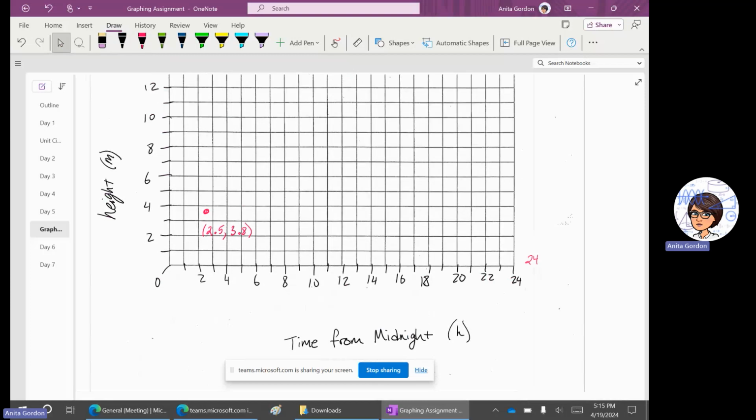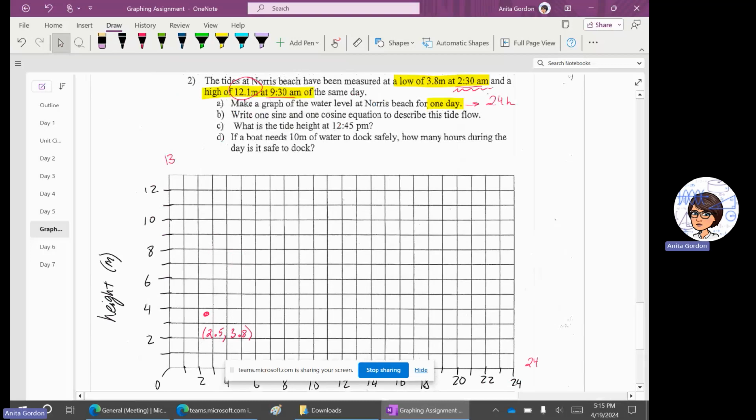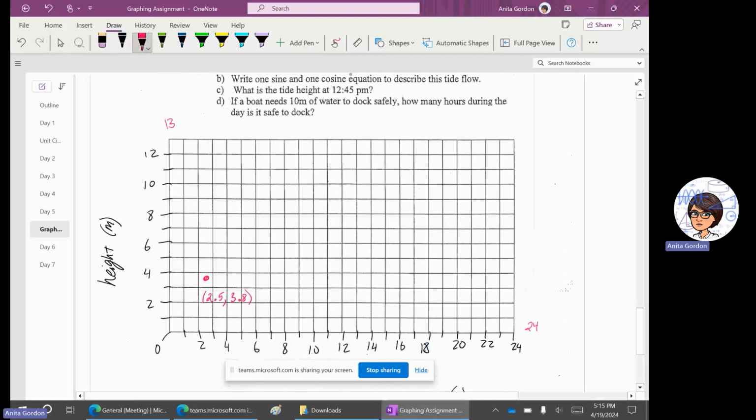Then the high is at 9:30 a.m., so 9.5 hours after midnight, and the height is 12.1. So 9.5 hours, height of 12.1. And again, I'm going to write that down, 9.5, 12.1. The next thing I need to know is what is the width of this cycle, meaning how many hours is it between the high and the low? What I'm going to do is take 9.5 minus 2.5, and that gives me 7 hours. So there is a 7-hour difference between the high and the low.